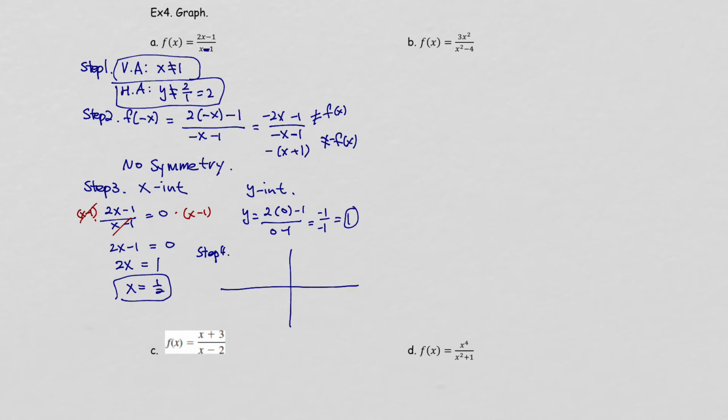Let me mark the vertical and horizontal asymptote. So x cannot be equal to 1. y cannot be equal to 2. So that's going to be 1. That's going to be 2. Let me draw a little bit higher on this side.